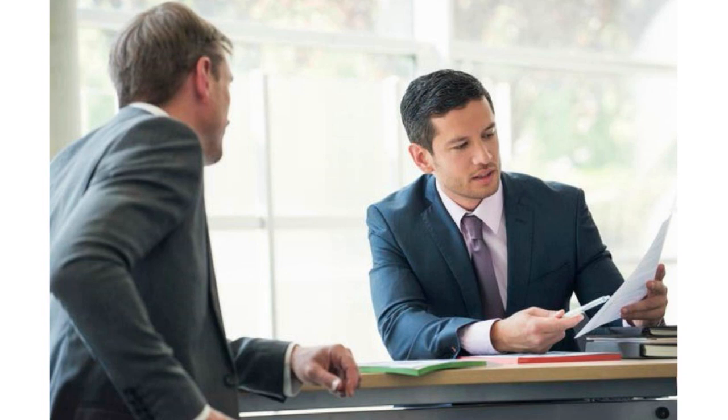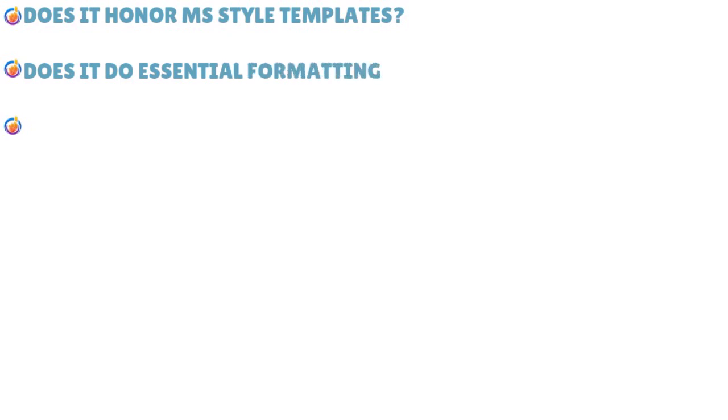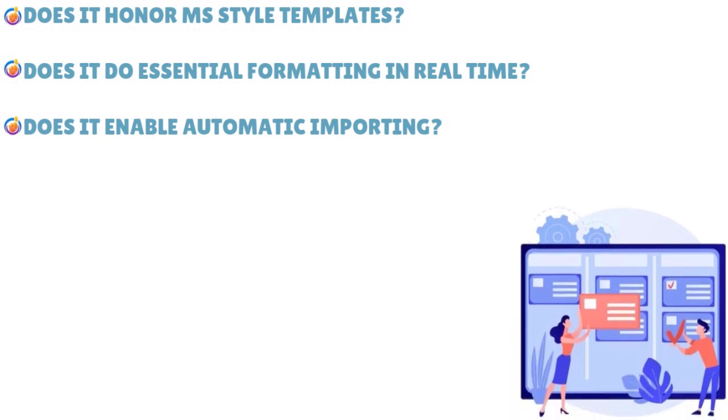So when evaluating a potential proposal solution, you want to think about the formatting capabilities from a few points of view. Does it honor MS style templates? Does it do essential formatting in real time? And does it enable automatic importing? So automatic importing, supporting MS style templates and giving you visibility into what the finished products will look like, saves you a ton of wasted time that would otherwise have been spent manually formatting documents. And you do not want to be in that department at all.